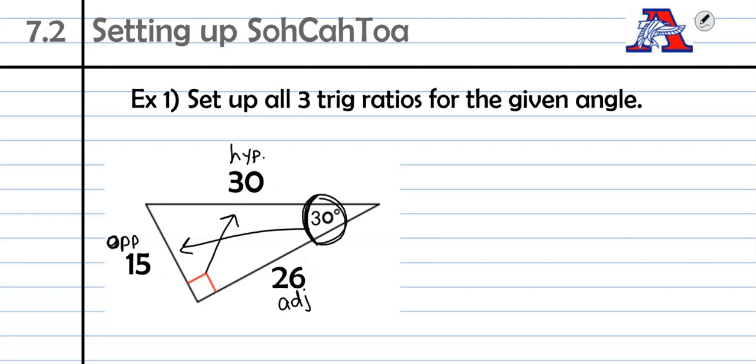Okay, so if we're going to set up all three trig ratios, that means we're going to set up sine of the angle that was given to us, 30 degrees, equals. I'm going to keep going here. Cosine of 30 degrees equals. And tangent of 30 degrees equals. Okay, now I'm just going to go through, use SohCahToa to help us remember.